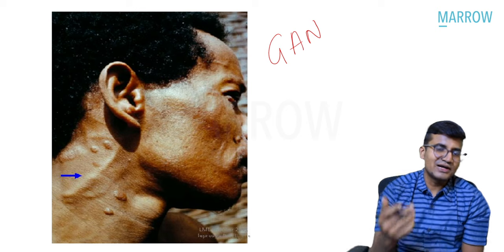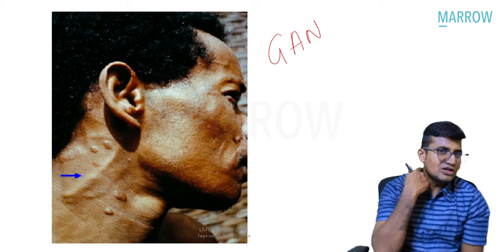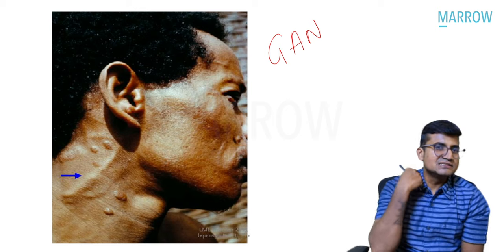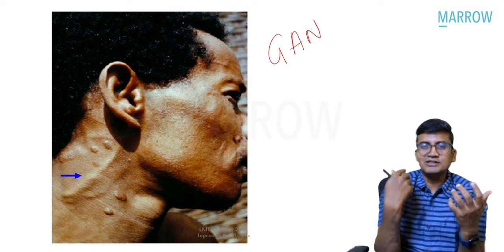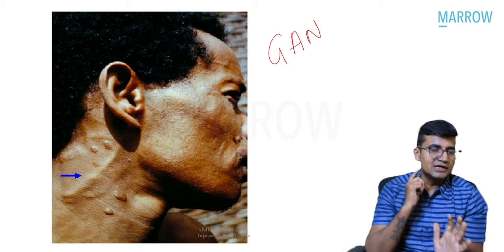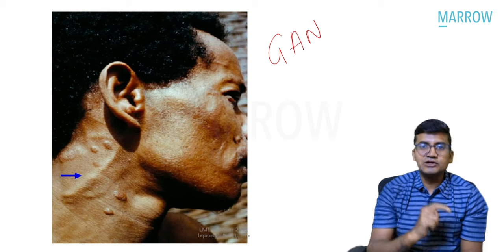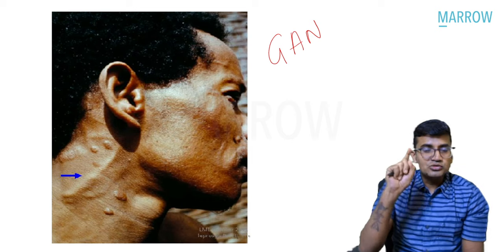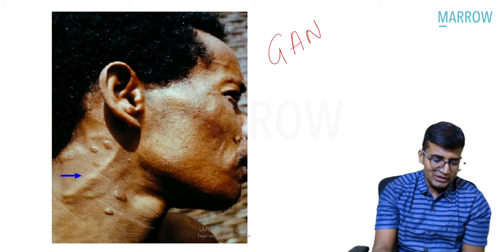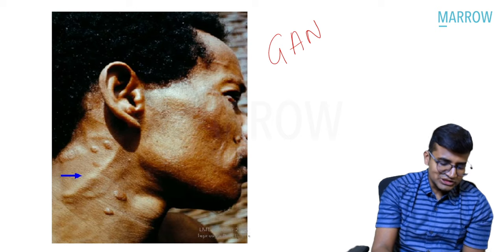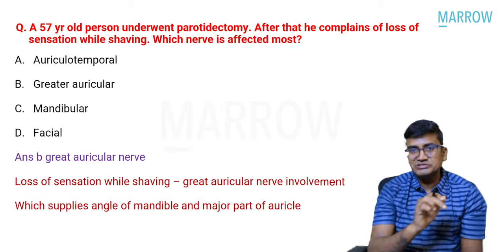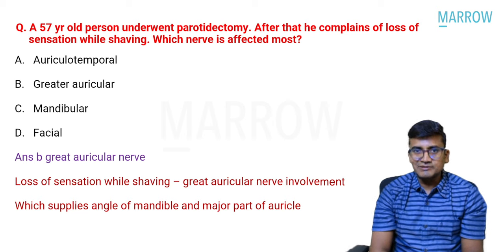The other options were transverse cervical. This nerve is not transverse in the neck. This nerve is not going to the clavicle, so it is not transverse cervical. It is not supraclavicular. It is going to the auricle. This is the great auricular nerve. In the 2019 AIIMS exam, we got the question, loss of sensation in the shaving area. This is a question we got in the 2019 exam.